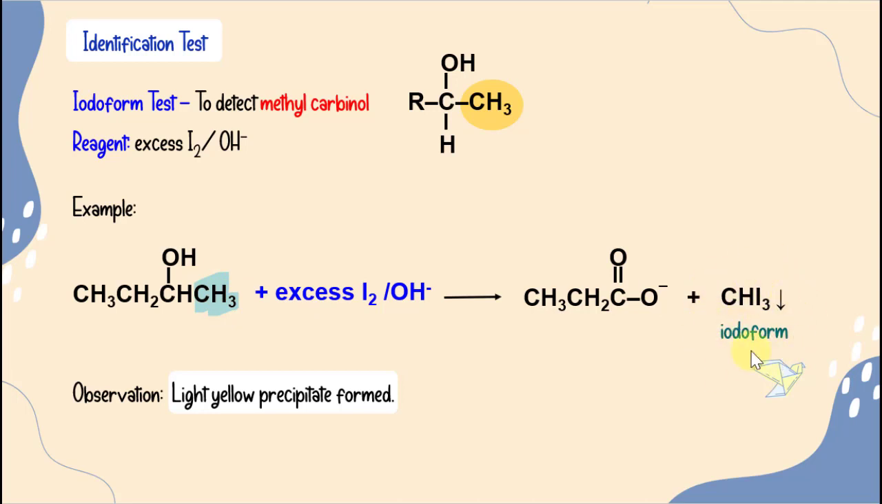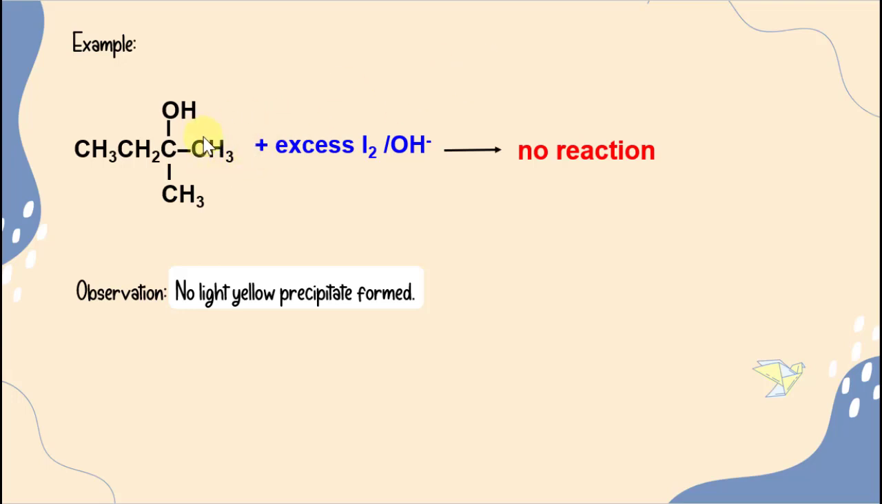So ini kita punya precipitate. So light yellow precipitate forms for the observation. Kita akan nampak light yellow precipitate form. For the tertiary alcohol, even though we have a CH3 group attached to the carbon bearing the OH, since there is no hydrogen attached to the same carbon, there is no reaction. So the observation that we can get is no light yellow precipitate formed.